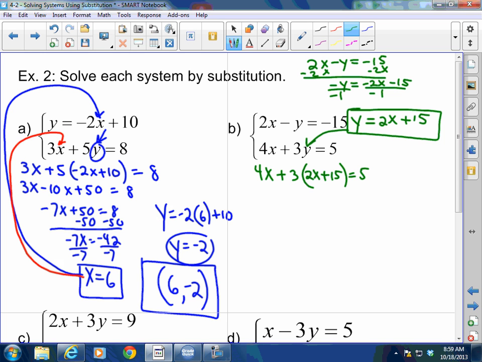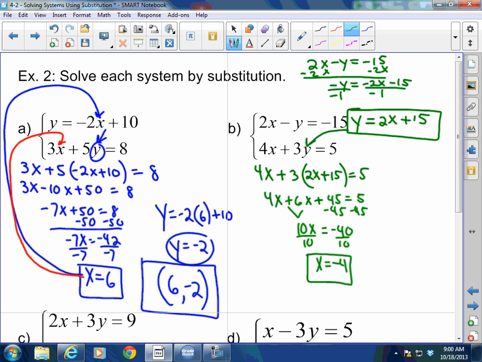Is everyone with me so far? Okay. Now I've got 4x plus 6x plus 45 equals 5. 4x plus 6x is 10x. Subtract the 45 to both sides. That equals negative 40 divided by 10. X equals negative 4. Now that x equals negative 4, let's go ahead and take that negative 4 and plug it into that x. Why, Mr. Morrow? Because doesn't that tell you what y is straight up, nice and easy?